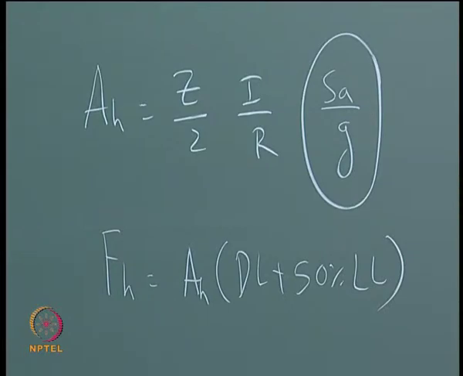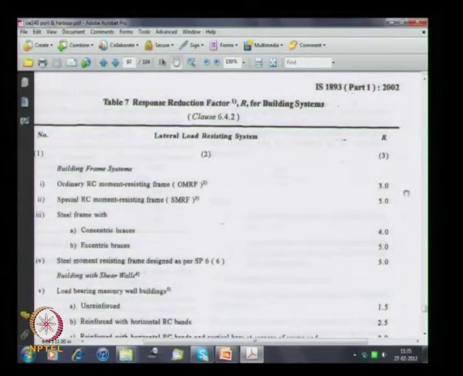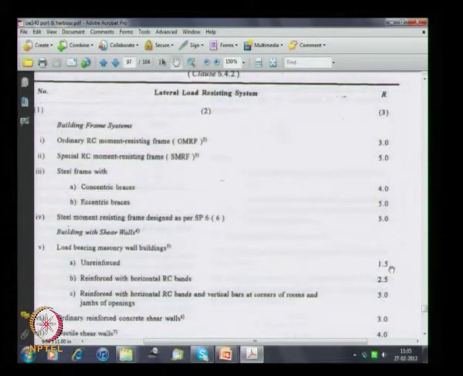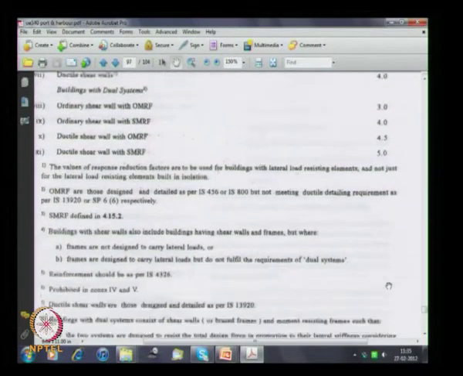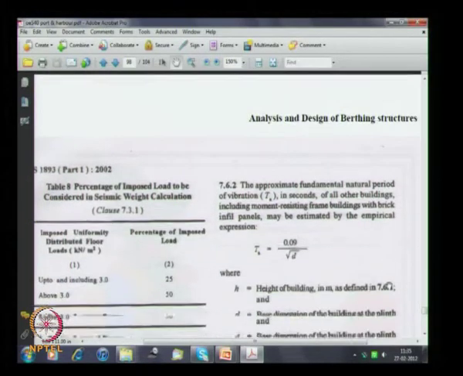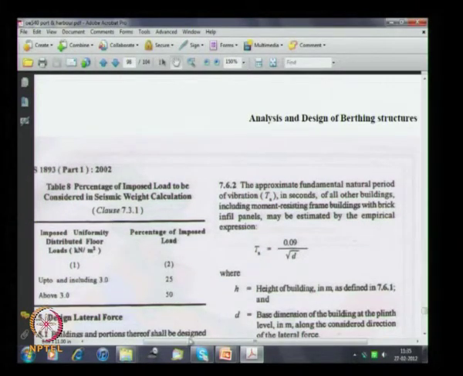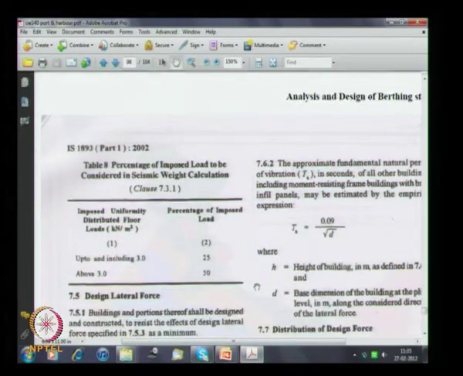So, if it is an ordinary RC moment resisting frame, R is 3, special frame means it is 5, steel frame with concentric braces 4, eccentric braces 5. Masonry walls and all 1.5, very low, unreinforced; with reinforcement it is 2.5. So, this is the intensity which you have to see. If the uniformly distributed floor load is up to 3 kilonewton per meter square, then we can take 25%. If it is more than 3 kilonewton per meter square, it is 50%.